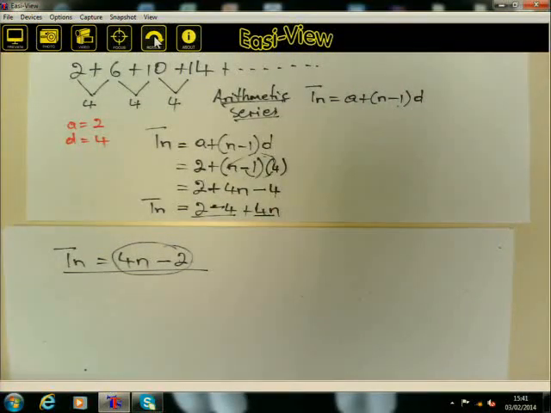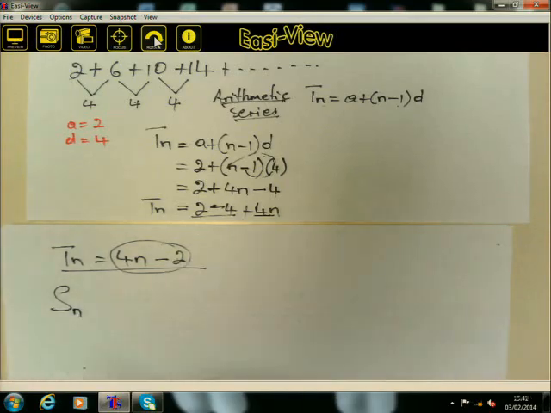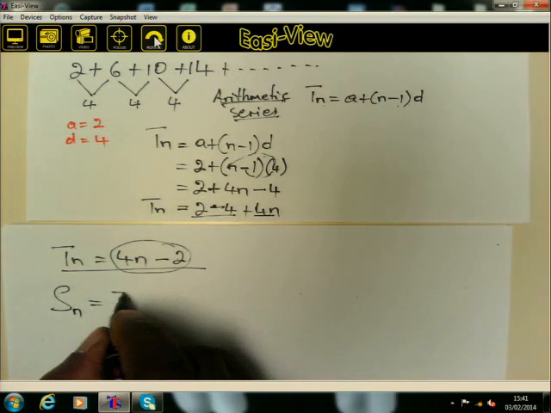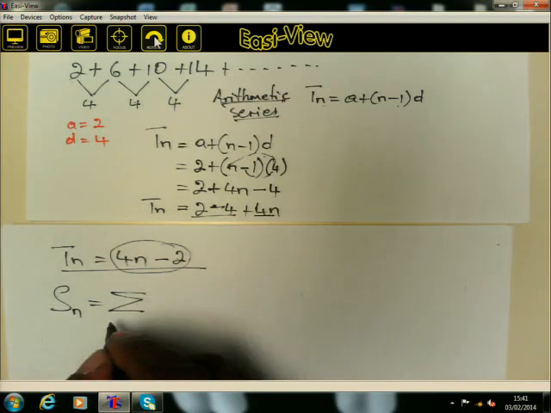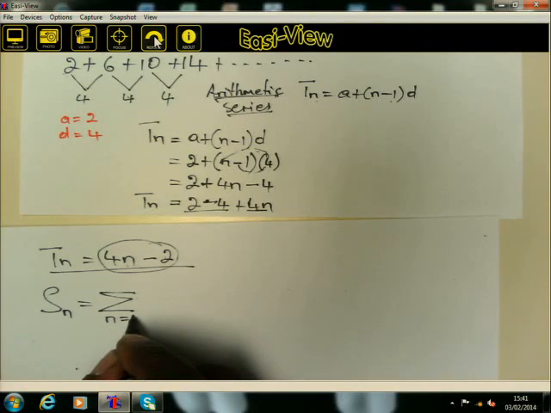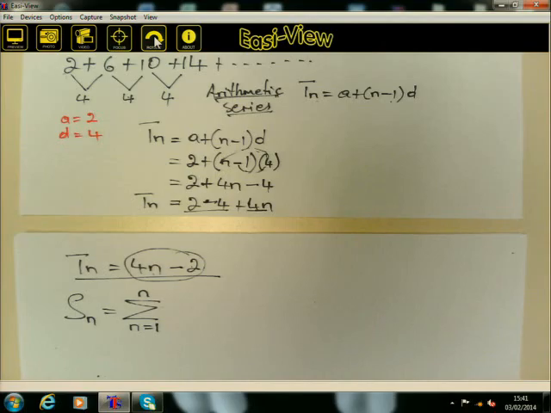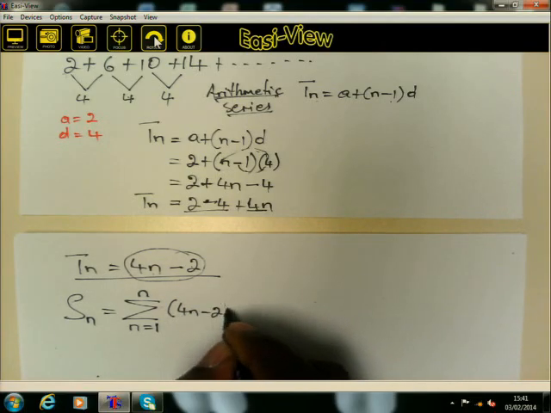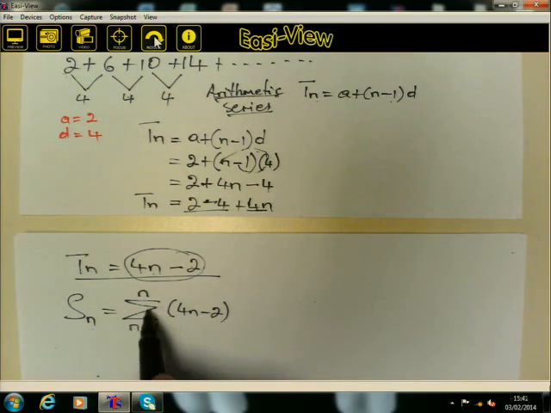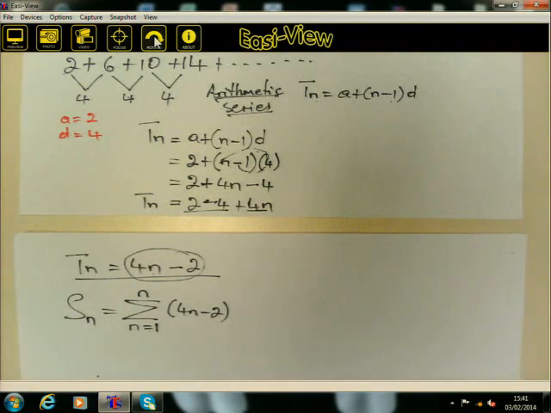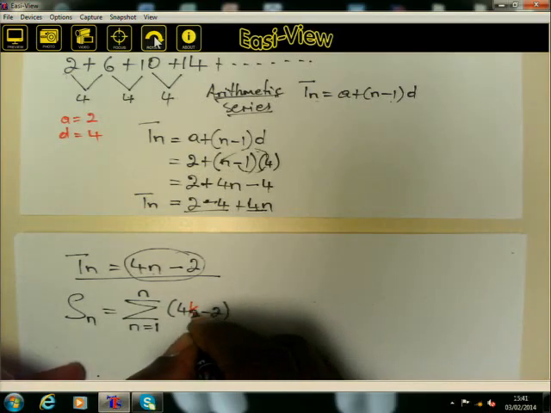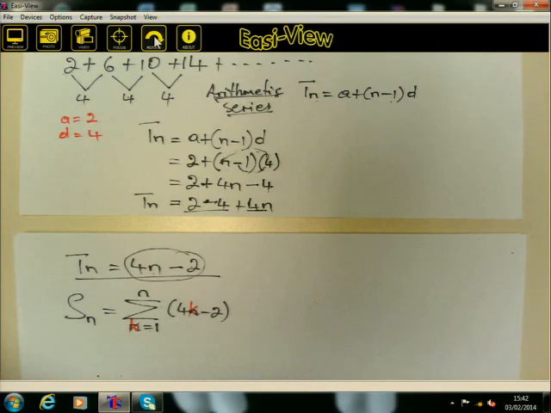But now we want to get the sum of that. The sum, for an example, of n terms in this one can be given by the sigma notation, where n starts from 1 up to n for the general term 4n minus 2. This is what we can have. So the sum up to n terms will be given by that. Let's change the symbol so that we don't get confused. Let's say this one will be our k, and k starts from 1 up to n.